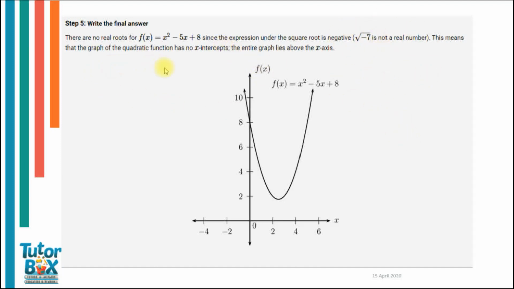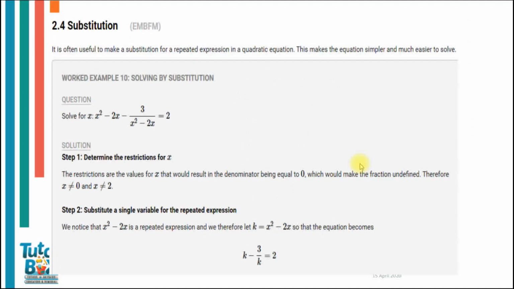So this means that the graph of the quadratic function has no x-intercept. The graph does not touch the x-axis, so the entire graph lies above the x-axis. It is going to cut the y-axis at 8, and then it's going to go like that. You should be able to graph these from the previous grades.